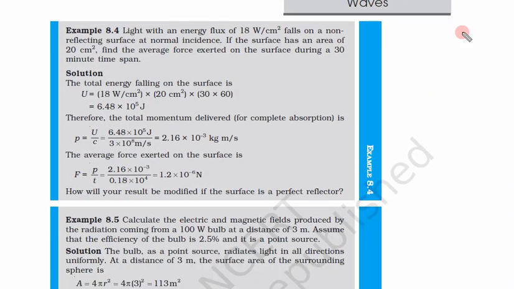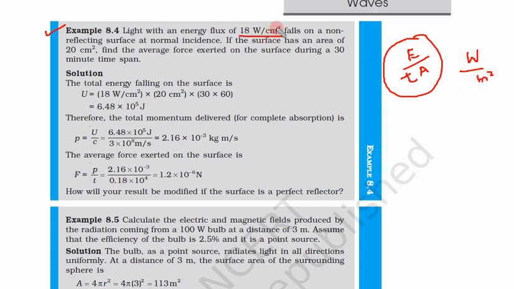Example 8.4: light with an energy flux of 18 watt per centimeter square. What is flux? Flux means how much energy per unit time per unit area. Energy per unit time is watt and area is meter square, so that's why the unit is watt per meter square. Here it is given per centimeter square, so we have to calculate accordingly.